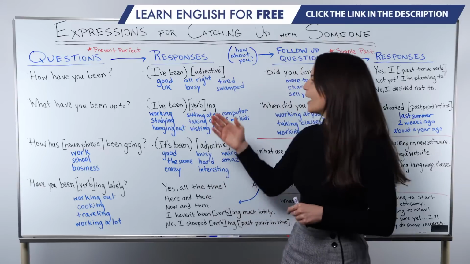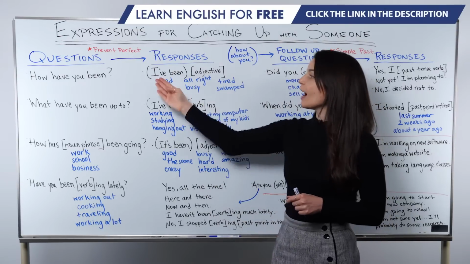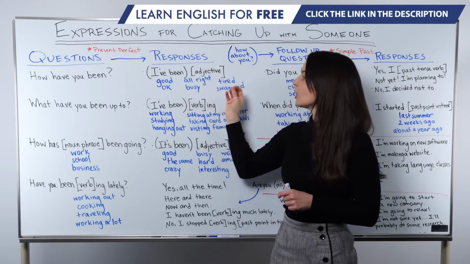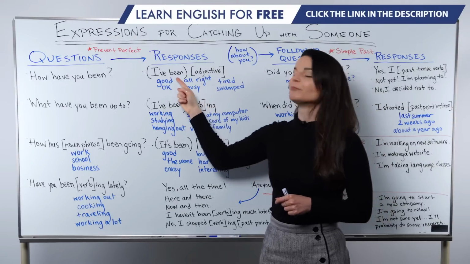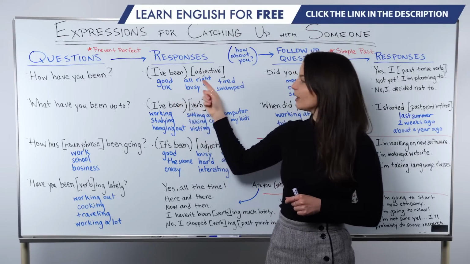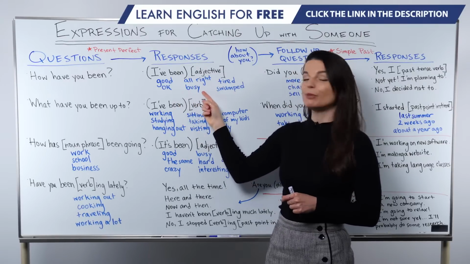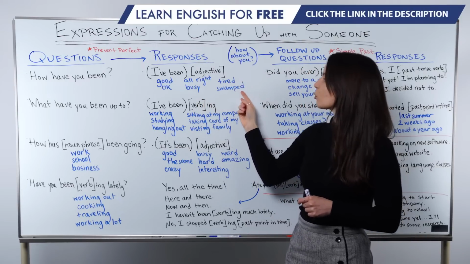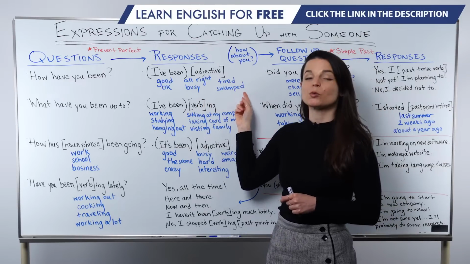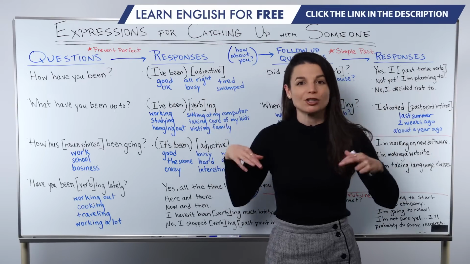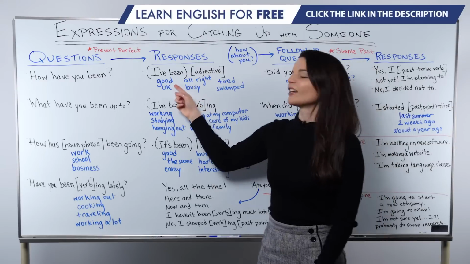To respond to that, we usually use I've been adjective. Some very common ones are good. I've been good. I've been okay. I've been all right. I've been busy. I've been tired. And one more, I've been swamped. You might hear this one used too. Swamped means very, very busy and kind of overwhelmed. It's too much. Generally, we just say good.